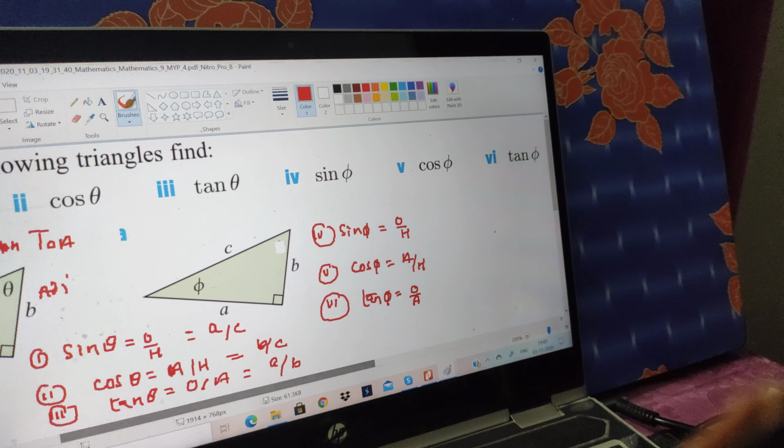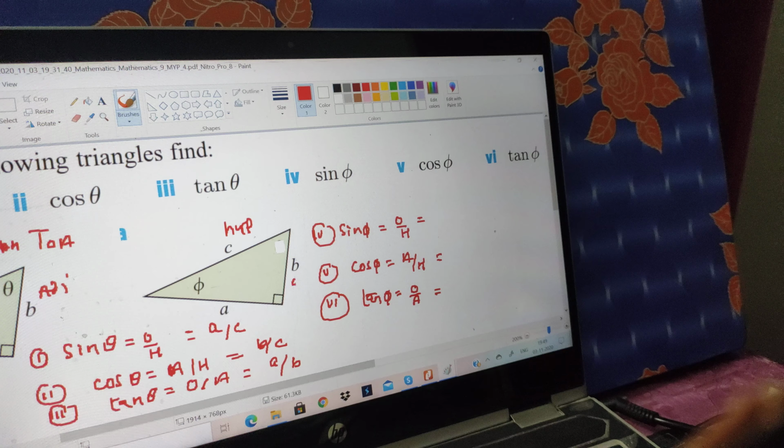Before we answer these questions, we have to label this again. So opposite to this 90 is the hypotenuse, opposite to phi is the opposite itself, and the remaining is the adjacent. Okay, now we can easily answer this.